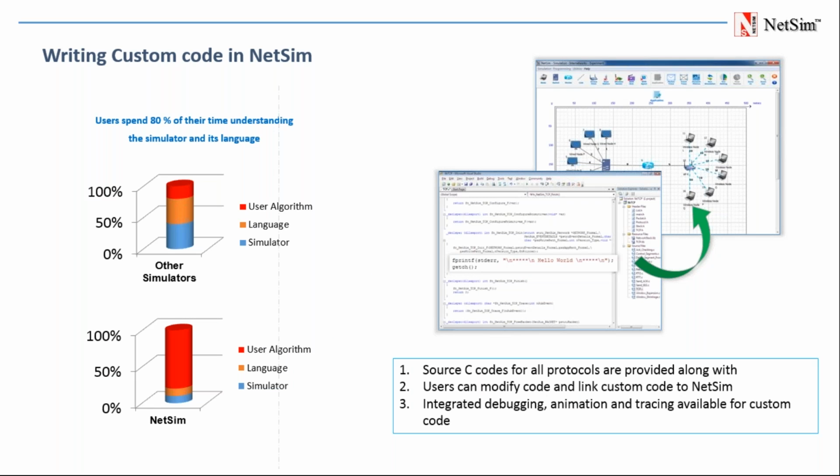So now, writing custom code in NetSim. NetSim has two versions, one is academic and one is standard. In academic, you can design and analyze your network through the GUI, and in the standard version, you can edit the existing code, and you can create your own code also.